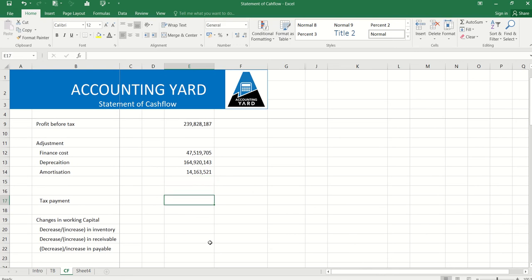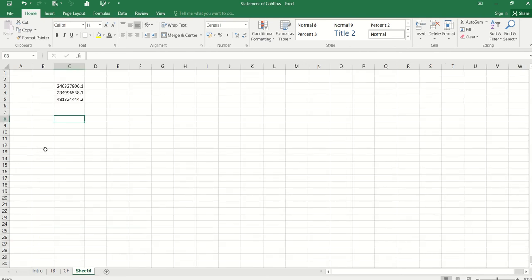Now, tax. The peculiarity about tax is that most times the best way to work around tax, PPE and borrowings is to have a movement schedule, right? And what exactly is a movement schedule? For tax, you have an opening balance, you have the charge for the year, which is basically the income tax charge, then you have your payments, and you have your closing balance.